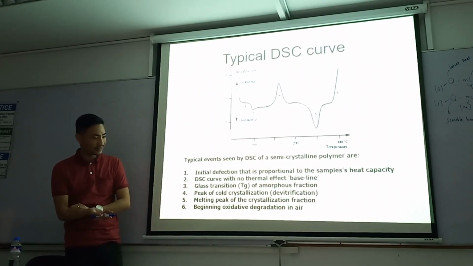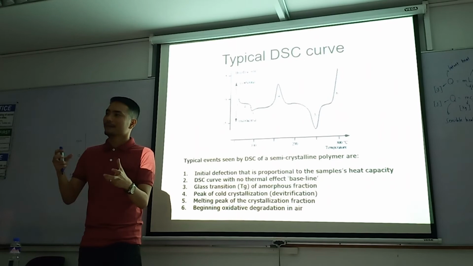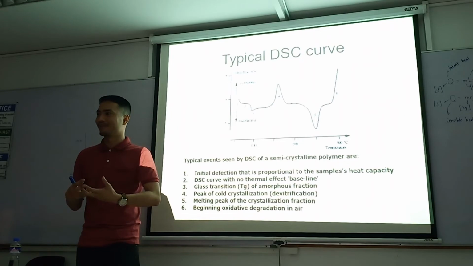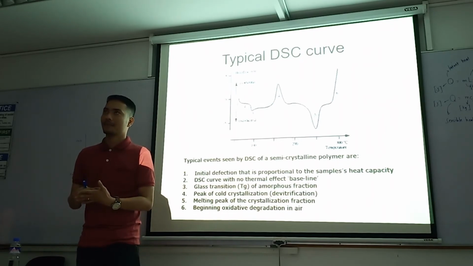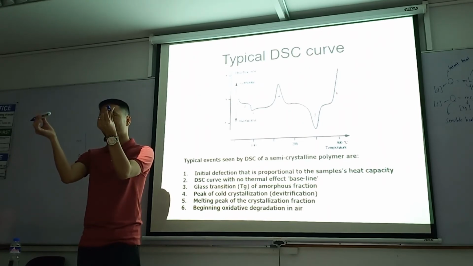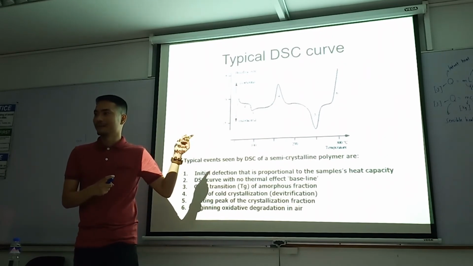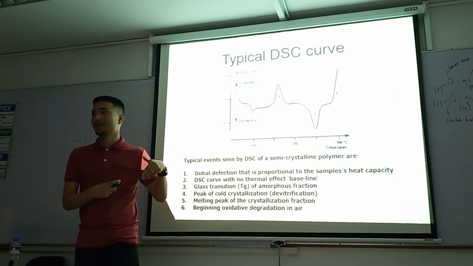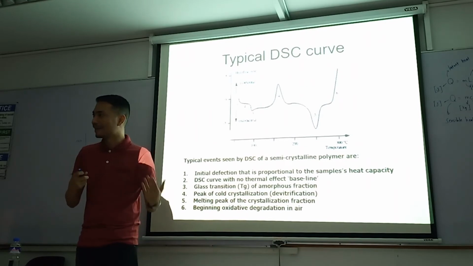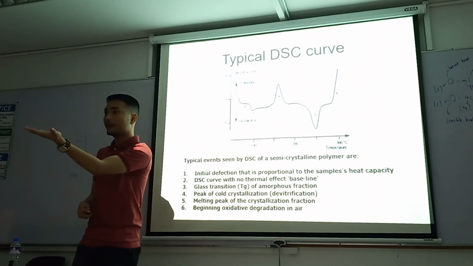Beginning oxidative degradation in air. After ng melting, ano nang nangyayari? Decomposition, di ba? And nagkakaroon ba ng breaking of bonds there? Well, kung isang polymer chain mag-decompose, mag-break ng bonds yun, di ba? Now, what happens to the curve? Is it going upwards or downwards? Going upwards. How come na nagde-decompose, breaking of bonds, and yet it goes up? Anyone here? Who knows the answer?